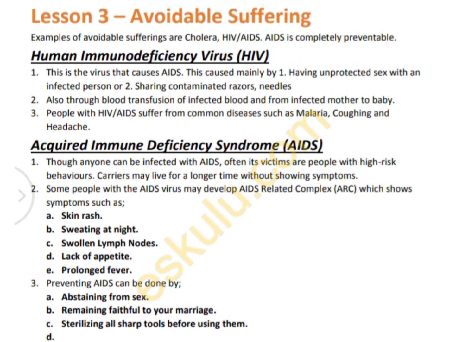So how can you know that a person is contaminated with this virus? The symptoms: there will be a skin rash, and you even know this rash is different. Sweating at night, lack of appetite, and prolonged fever, the fever that doesn't finish. All these are sufferings that can be prevented. The prevention is abstaining from sex, remaining faithful in your marriage, and avoiding using sharp objects with a person that is infected.